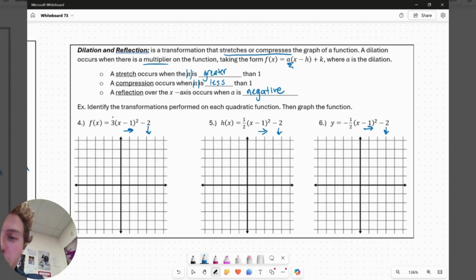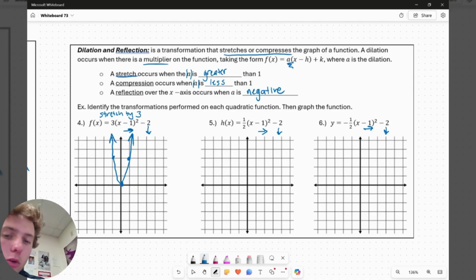The next thing I notice is this value of 3 in the front, though. This value of 3, what that does is I want to know, is it bigger or smaller than 1? In this case, the 3 is larger than 1. That means there is a stretch. We are stretching this U-shaped graph by a factor of 3 now. So now our graph will become much skinnier of a U-shaped curve.